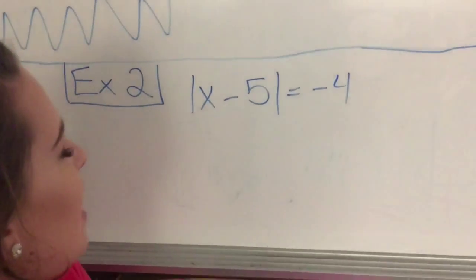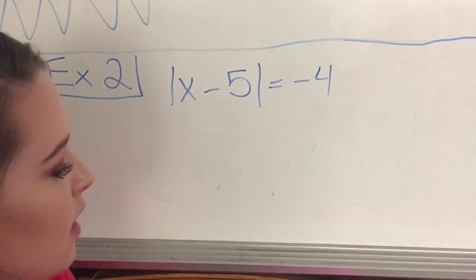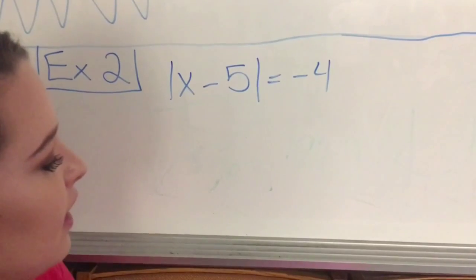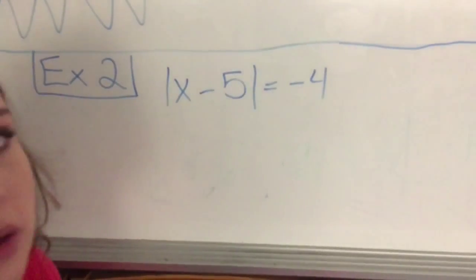Example 2 is the absolute value of x minus 5 equals negative 4. Since absolute value equations can't equal a negative number, this would be empty set or no solution.